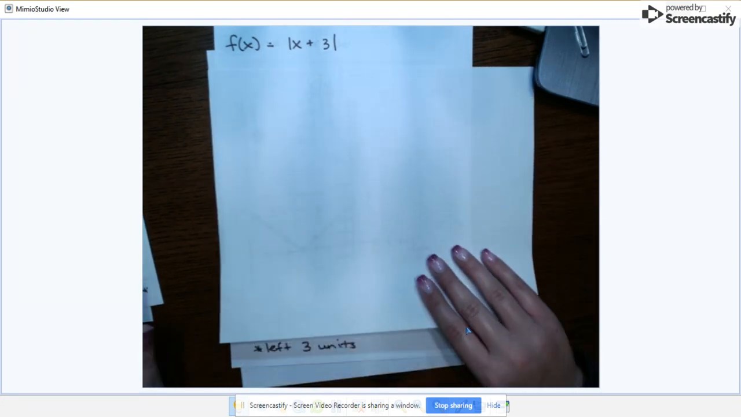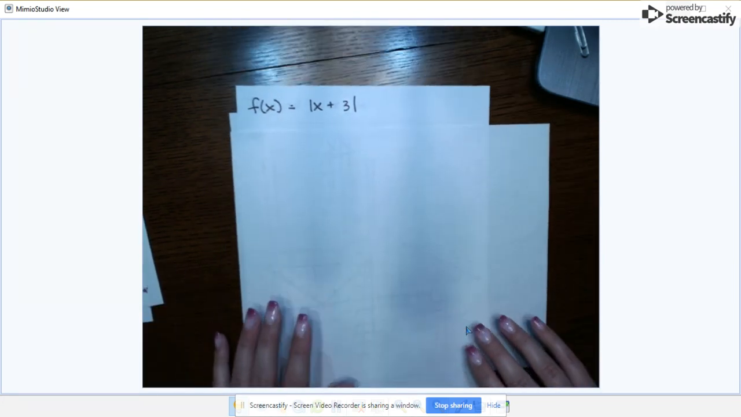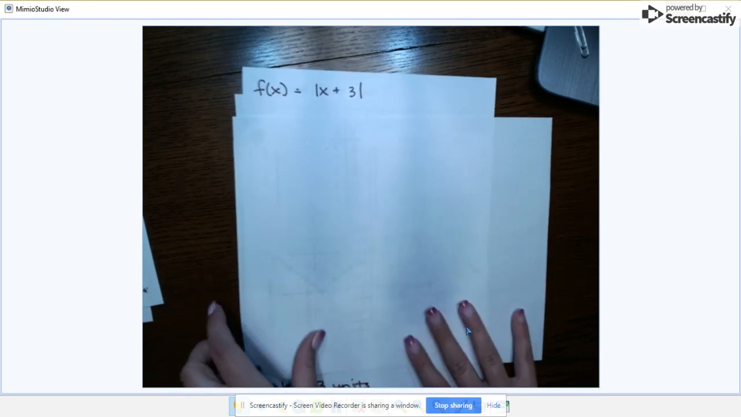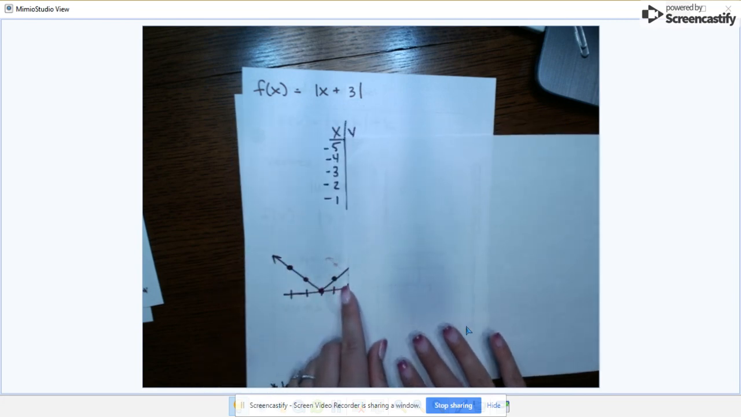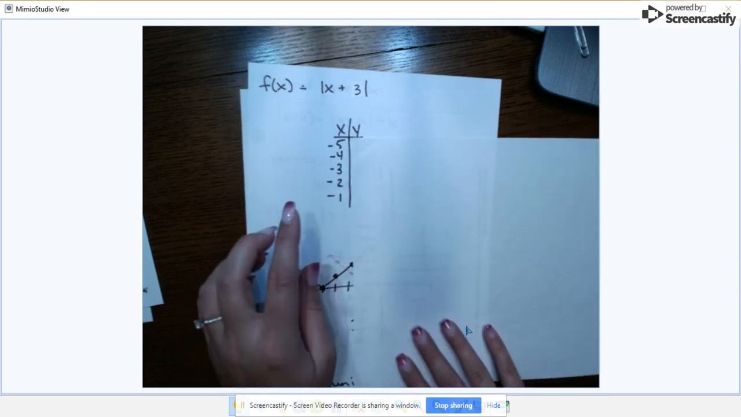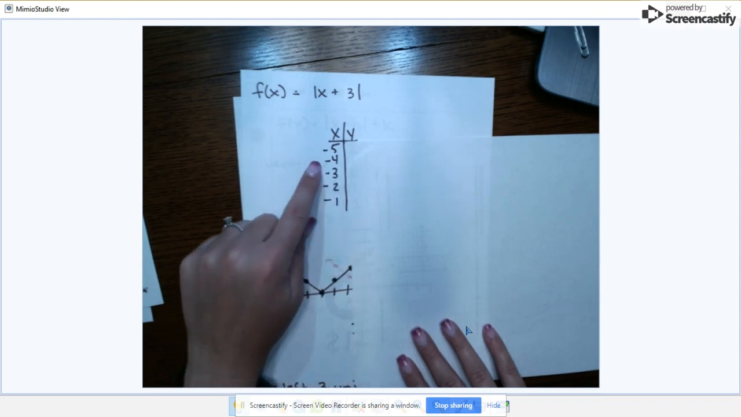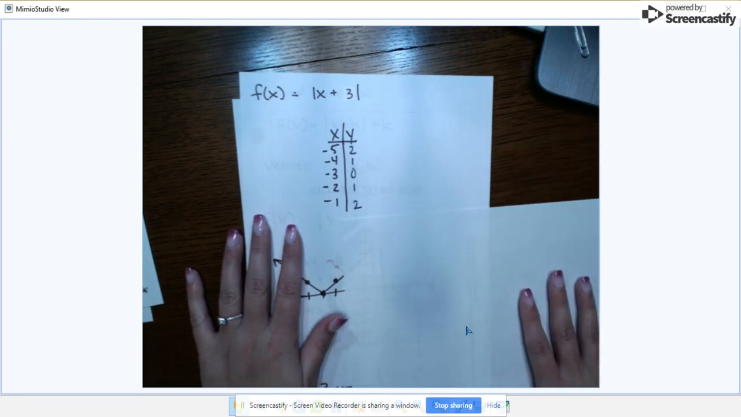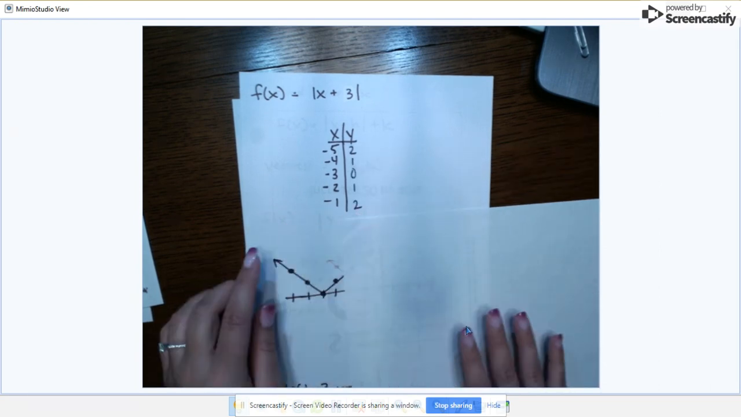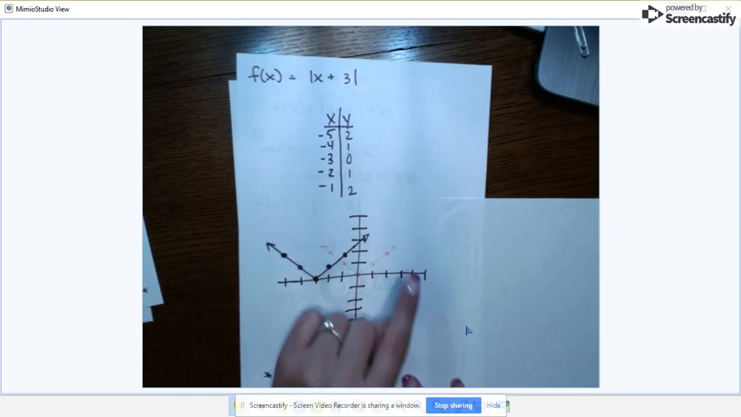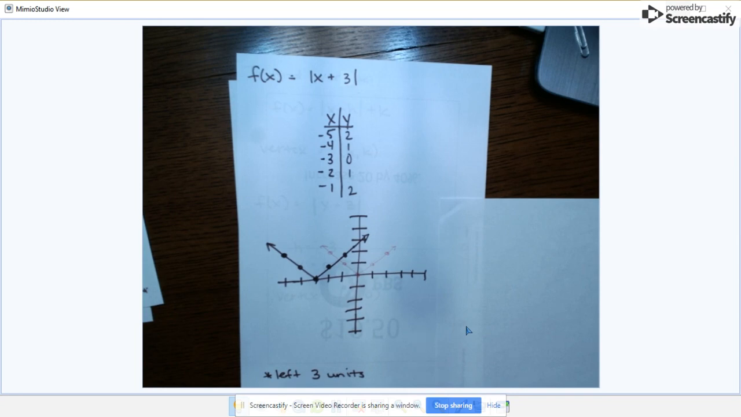Here is another equation. So we have absolute value of x plus 3. Because I know what this graph looks like, I chose some different x values. This time it's going to be not centered at the origin, but centered around -3. So when I plug my values into my equation, I get these y values. I graphed our equation, and then again I sketched in our parent function. So it appears that to get from our parent function to this graph, we move to the left 3 units.